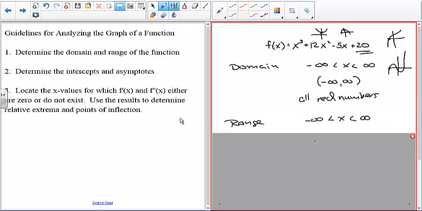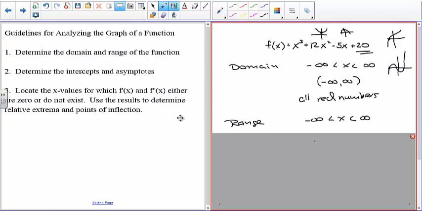And the range, because it's an odd-ordered polynomial, it's to the third power, then it's going to be all real numbers. Now, if it was an even power, we don't have all real numbers, depending upon which way it's oriented.